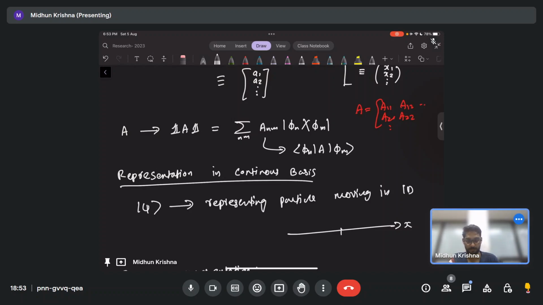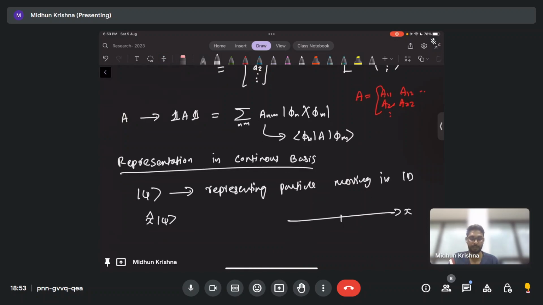Sir, if I take an operator, x cap, and it acts over the state psi vector, that gives the position in one dimension x. That is equal to x psi. Here x is the position of the particle, the position operator.